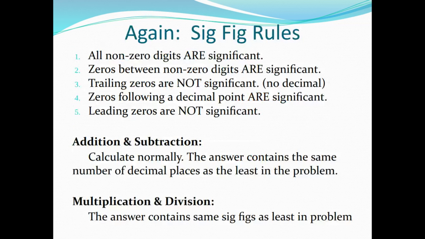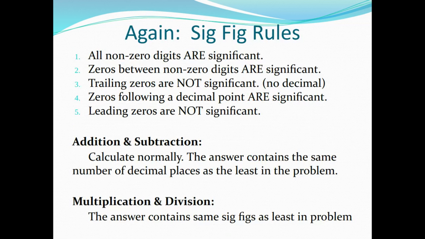So looking again at our rules. All non-zeros are significant. Always count them. Sandwich zeros are significant. Always count them. Trailing zeros are not significant without a decimal. If you have a decimal point, zeros are significant when they are trailing. Leading zeros with a decimal are not significant. That's how we count our sig figs.